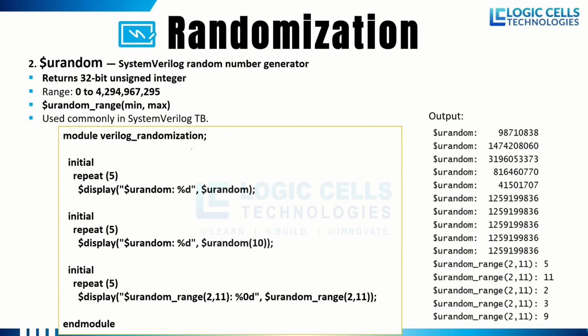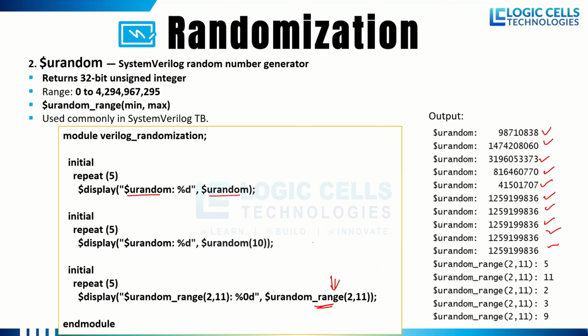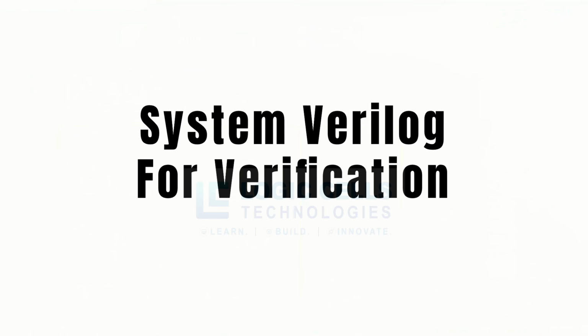Then we have $urandom that we have seen already. $urandom will generate, see here, all positive values. All are positive, positive, positive, positive, positive. And also we can provide a range in $urandom. This range is not available in the $random case. $random will not support range. $urandom will support range. And in $urandom, U means unsigned. Here, $random means signed. Remember these things. These are very important for interviews.